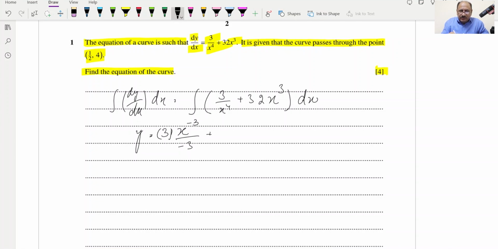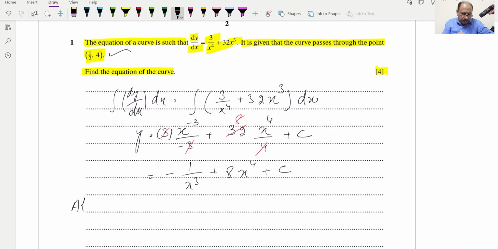and plus 32, and x raised to 3 plus 1, which is 4, divided by 4, plus integral constant c. Now after cancellation, 4 eights are 32 and 3 will be cancelled, and our equation will be minus 1 over x cubed plus 8x raised to the power 4 plus c.